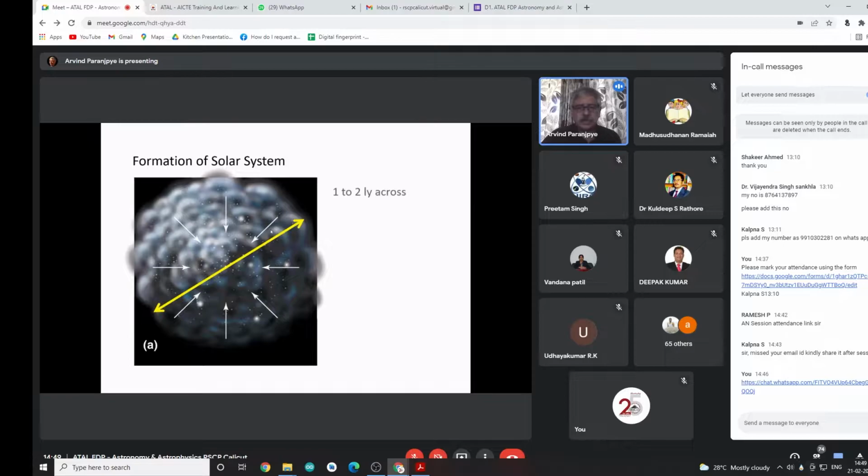When it started shrinking, the size of such a cloud is put at something like 1 to 2 light years across. That is, light would take about 1 to 2 years to travel from one end to another. Now, this is the model which I am showing for our solar system, but this is the same process by which other stars are also born. Then over about 100,000 years, the competing forces.